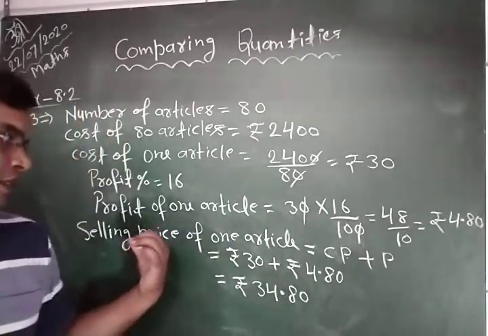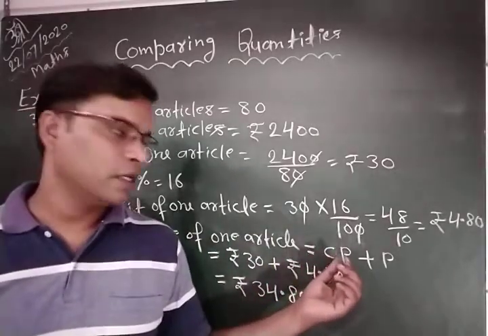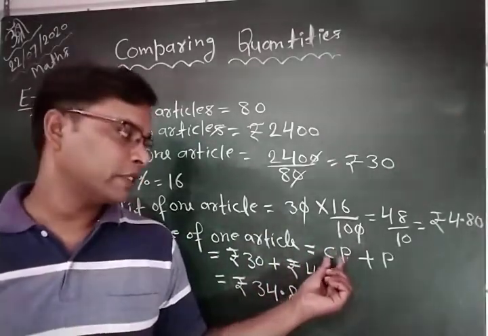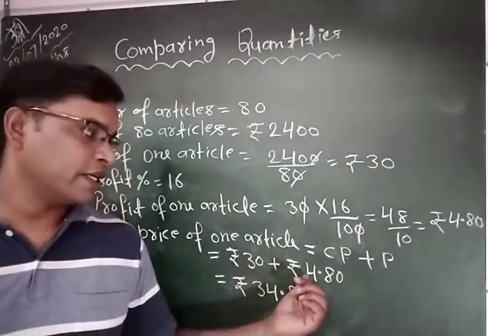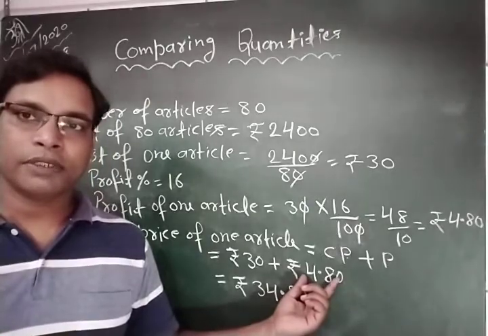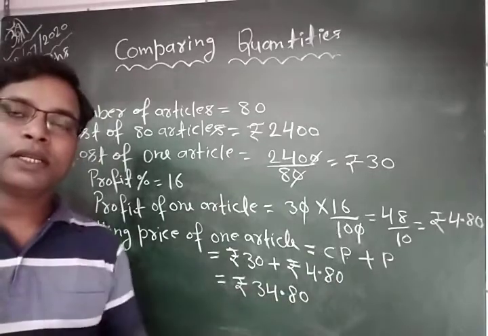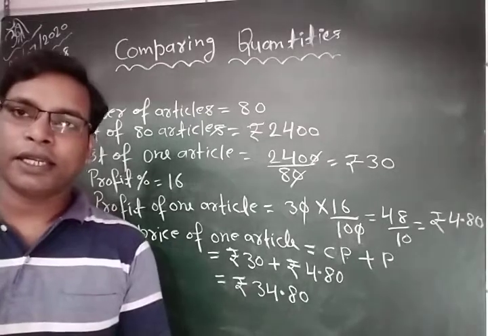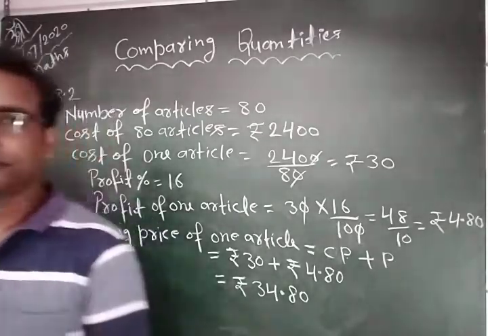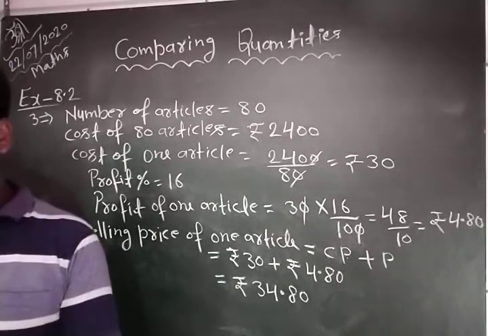So what is the selling price? Selling price is equal to cost price plus profit. The cost price is 30 rupees, which we found as the cost price of one article, and we also found the profit, 4.80 rupees. So in this way we find the total selling price of one article is 34.80 rupees. Now we are going to discuss the next question.